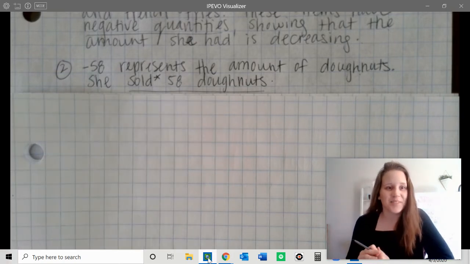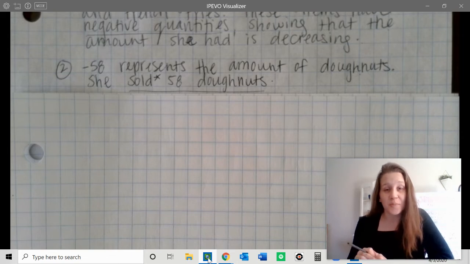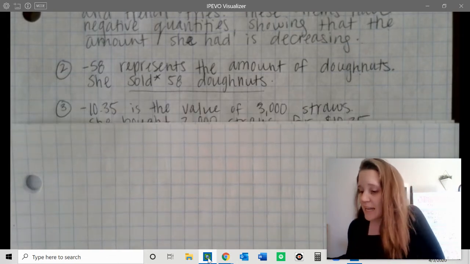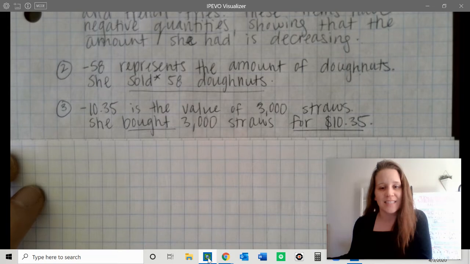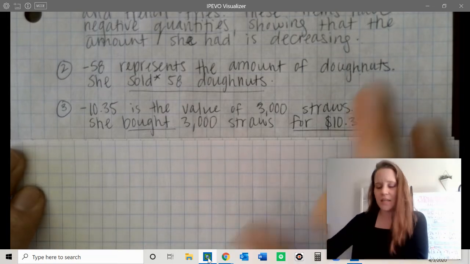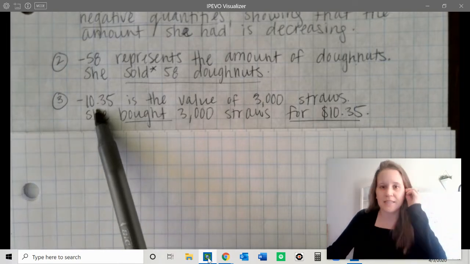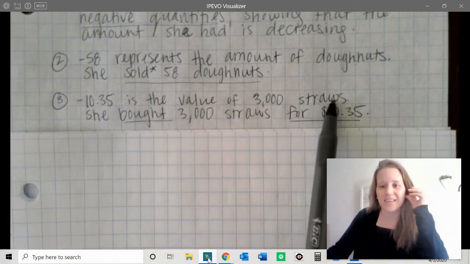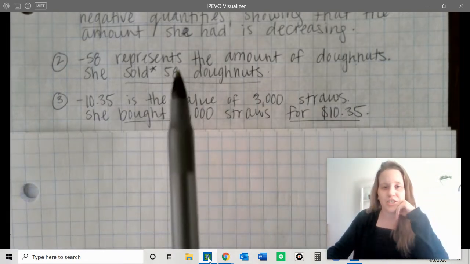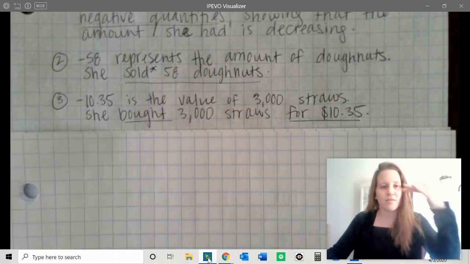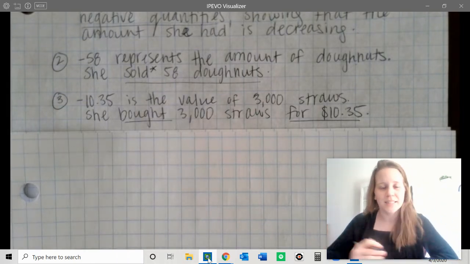Excellent. The next question, question 3, says, interpret what that number negative 10.35 represents in the story. Here's what I was thinking. I wrote negative 10.35 is the value of 3,000 straws. Again, that was just literally information given in the table. It said value, and it was in the row that said straws.